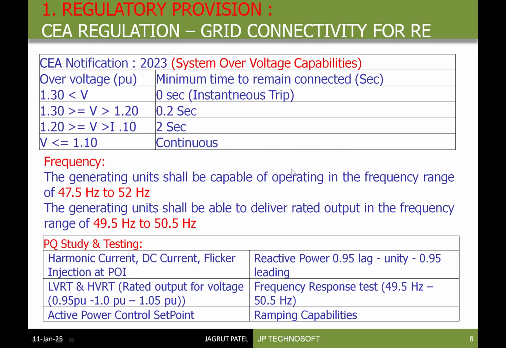Frequency you cannot control, but your equipment should be able to handle the frequency range from 47.5 hertz to 50 hertz. So you have to take up the equipment corresponding to this frequency range. And of course, reactive power import and export capacity, LVRT, low voltage ride through, high voltage ride through. These all things you have to implement within your premises.